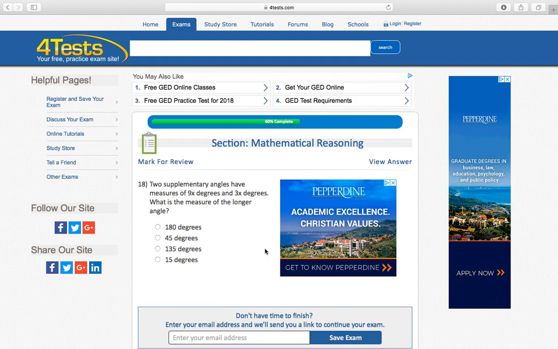Okay, two supplementary angles have the measures of 9x degrees and 3x degrees. What is the measure of the longer angle? Okay, so you need to know that supplementary means that they add up to 180. Without that, we can't really do this problem. That's something you'll have to know for the test. And you could immediately eliminate 180 degrees from your answer choices. There's no way that's right, because you've got two angles. Each of them has to measure something, right? So there's no way that the bigger one's 180 and the other one's 0.